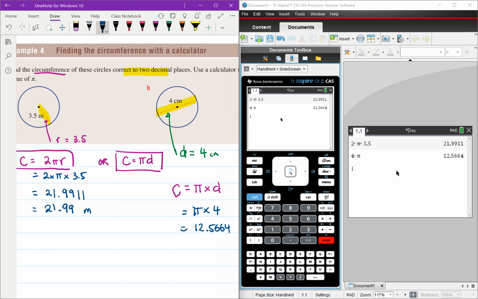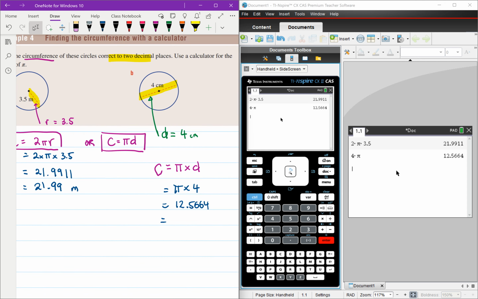12.5664. That's not my final answer. What should my final answer be? Rounding to 2 decimal places. Be careful with this one. What should it be rounded to 2 decimal places? 12.57. Okay, so you look at the first 2 digits. So 2 decimal places, 5 and 6. But check the next digit.